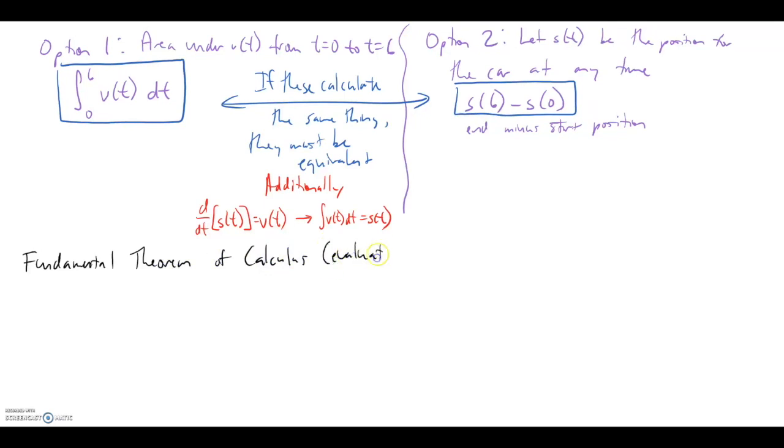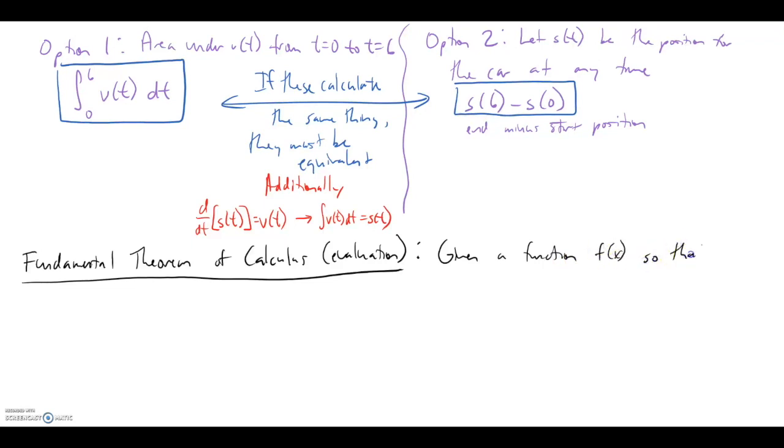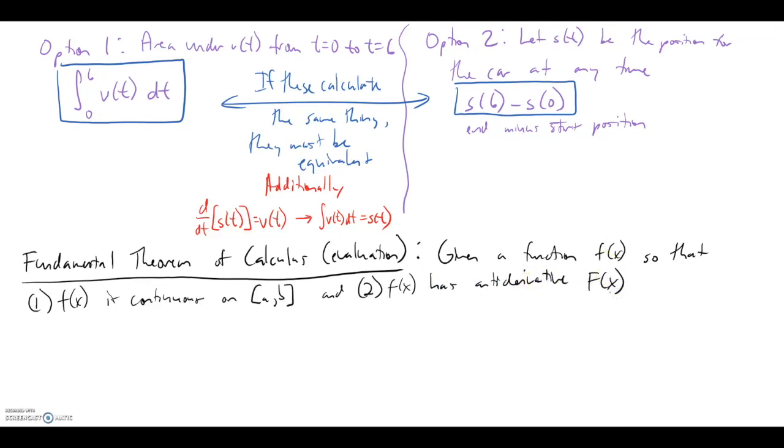And as mentioned before, this is the first part where we're going to deal with evaluation. Given a function f of x, so that criteria 1, f of x is continuous on a closed interval a to b, and criteria 2, f of x has antiderivative capital F of x, the definite integral from a to b of f of x with respect to x is equal to big F of b minus big F of a.